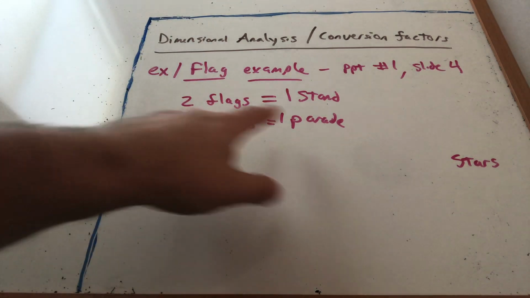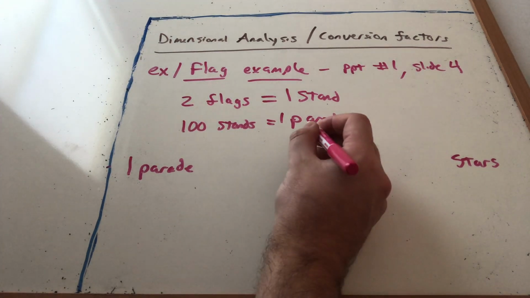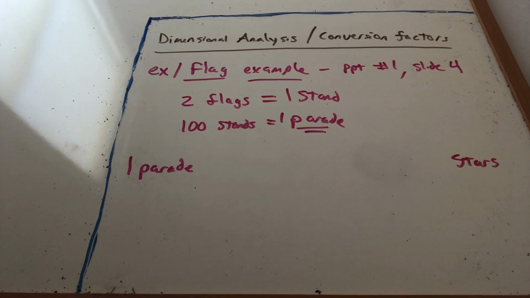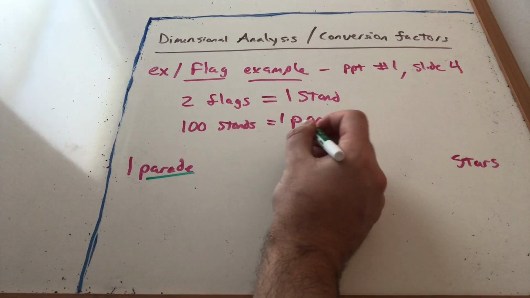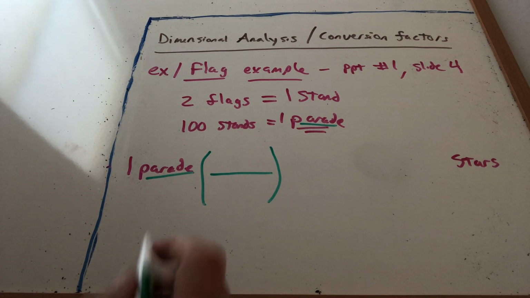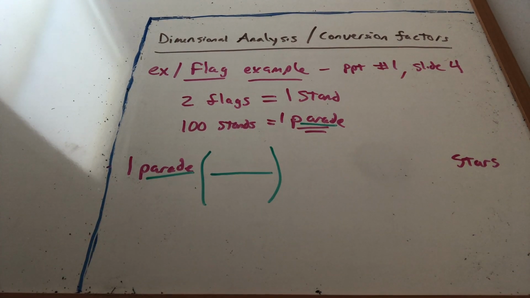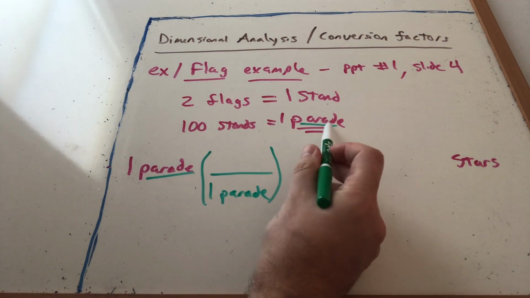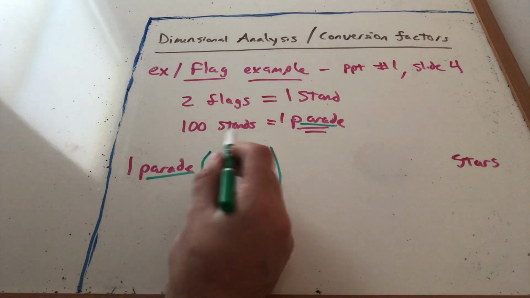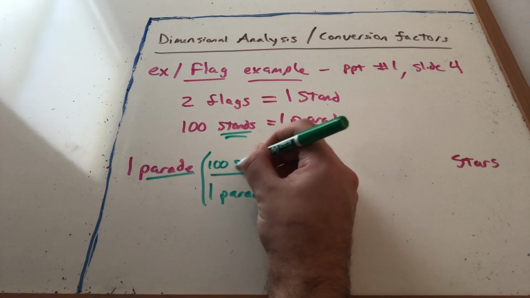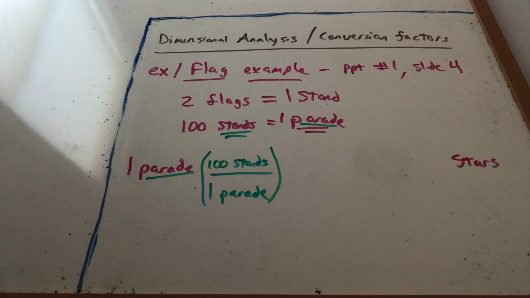If I look here, I see information about my parade shows up just in one spot. So in this instance, let me switch colors here, I'm going to say, okay, here's my parade, here's parade information. I'm going to build a conversion factor. And I'm going to say, is parade my final result? Well, no, so I have to get rid of parade. So I'm going to put one parade down here. Parade information is attached to stand information. So one parade is 100 stands. One parade is 100 stands.